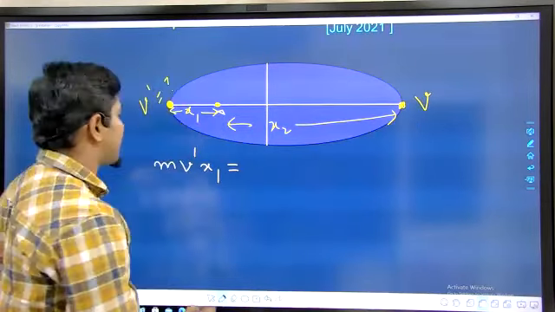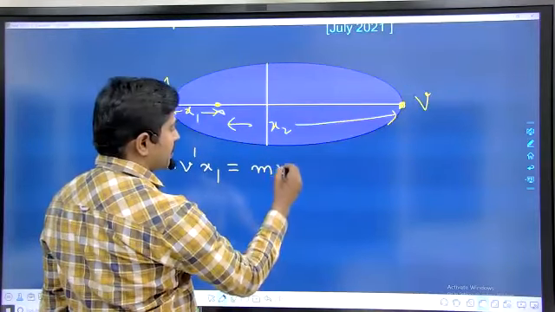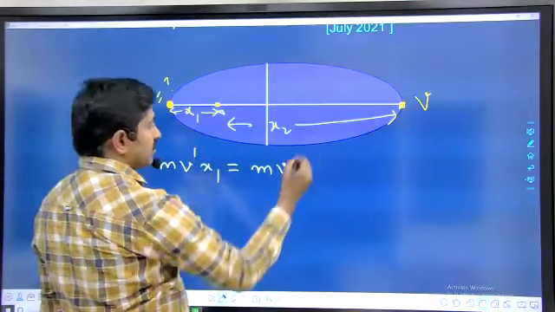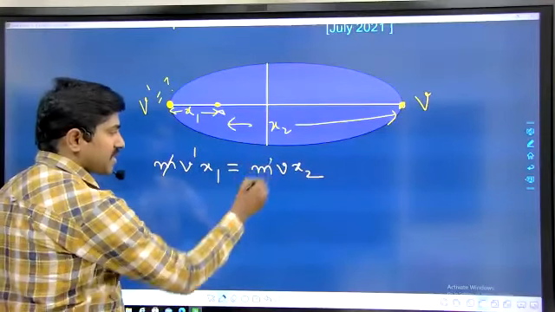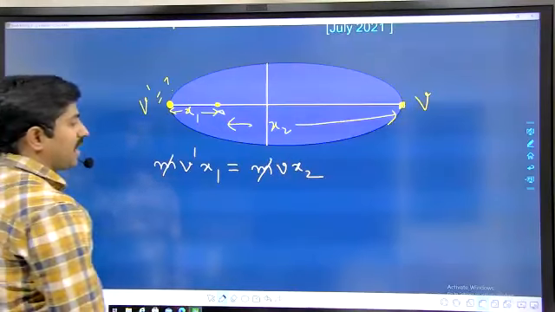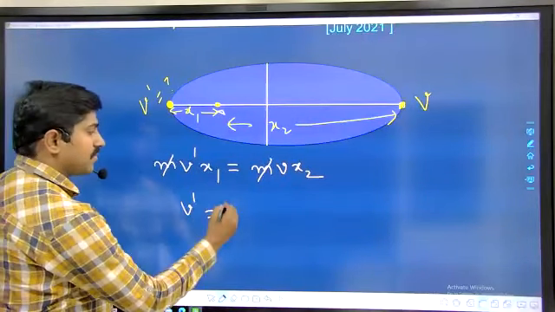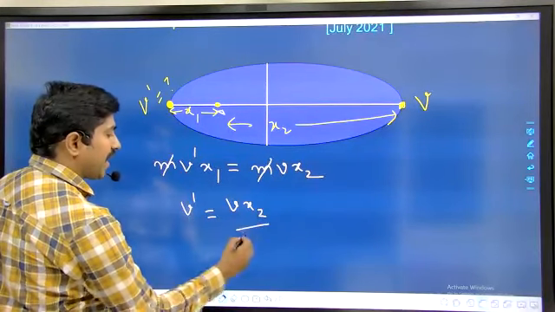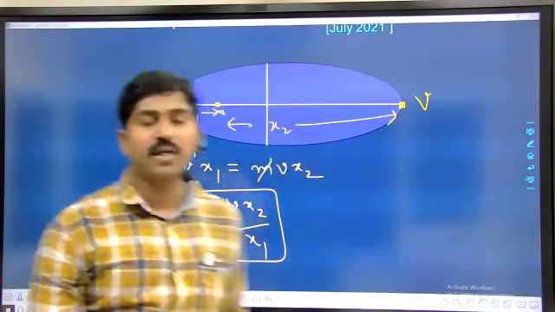Here, what is the formula for angular momentum? M, there the velocity is given v, and the distance will be x2. And of course, in both cases the same planet is there, na? So the masses will get cancelled, and you have to find v dash, which is equal to v x2 by x1. This is the question from JEE Mains examination 2021.